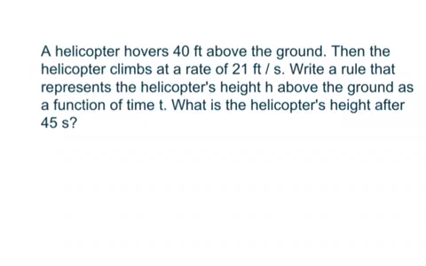A helicopter hovers 40 feet above the ground. Then the helicopter climbs at a rate of 21 feet per second. Write a rule that represents the helicopter's height h above the ground as a function of time. What is the helicopter's height after 45 seconds? So we're going to ignore that last sentence and deal with that at the end. Okay, so we're writing a rule that represents the helicopter's height as a function of time. In other words, height is the output. We're calculating the height, and time is the input.